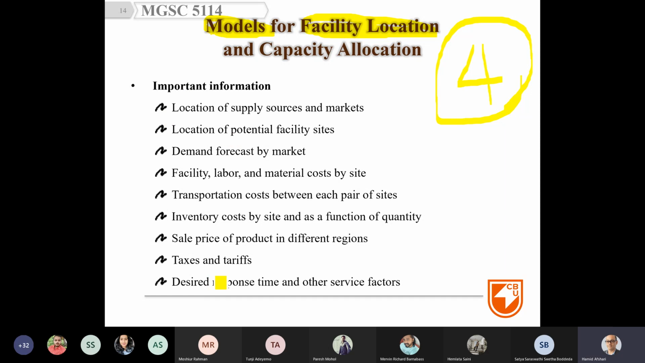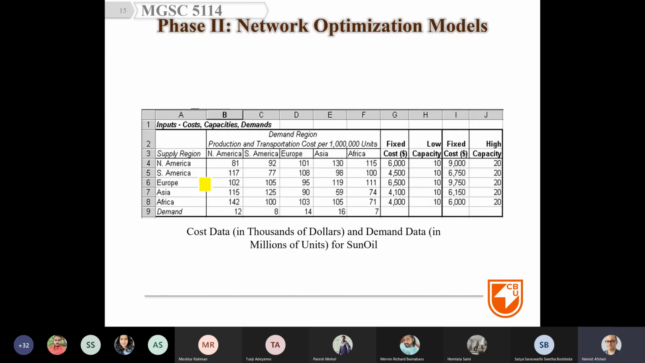These are a list of inputs. We already talked about that, like different costs, inventory costs, transportation costs, sales price, tax. Tax is also kind of cost. And desired response time, it means how much I want to be close to customers. Am I fine if I stay a little bit far away from my customers? Demand forecast by market, location of potential sites. So these are all inputs, and it gives me some outputs at the end.